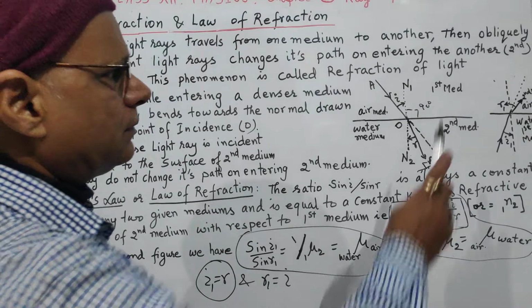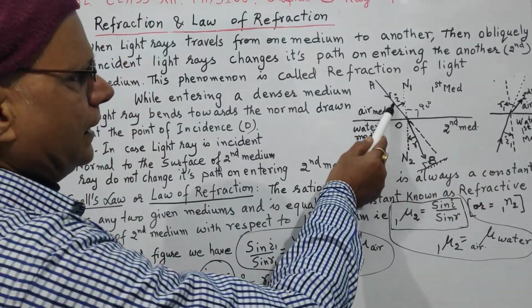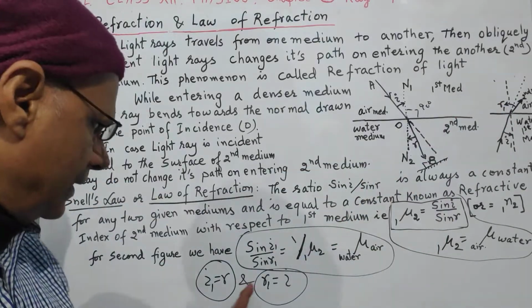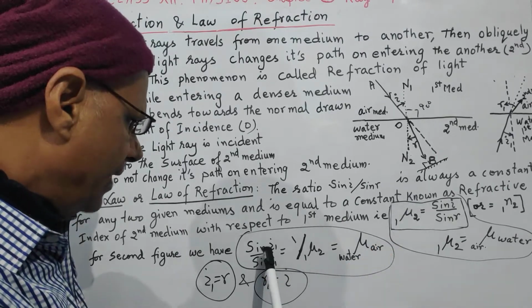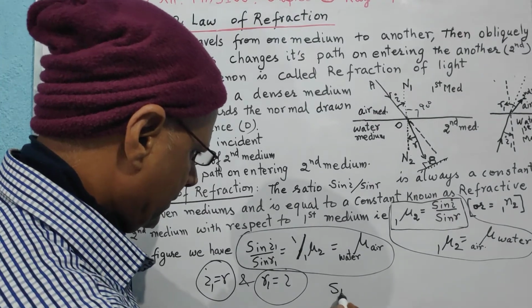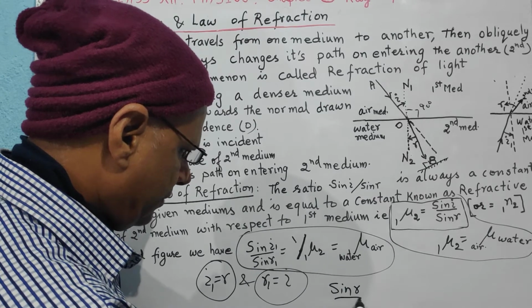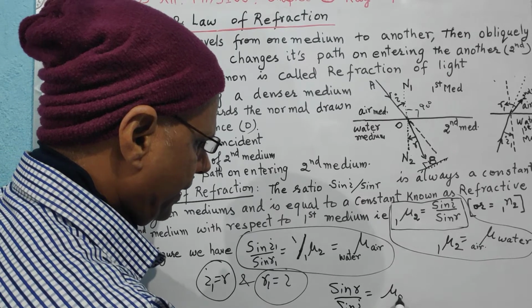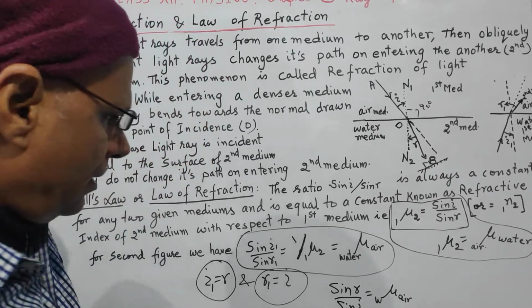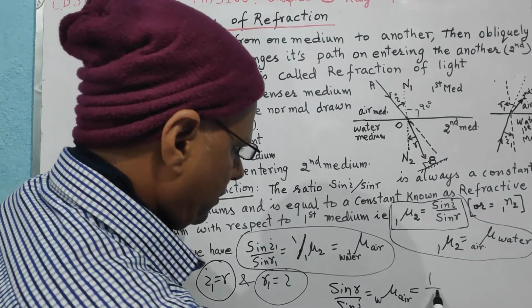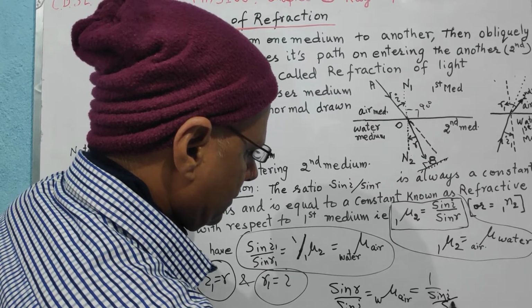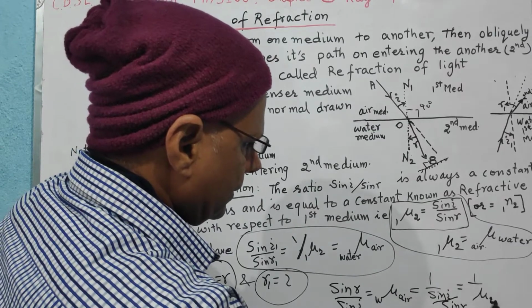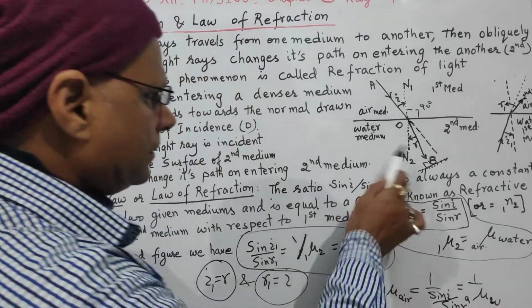Then certainly we will have R1 equal to I, because the light ray is retracing its own path, and therefore I1 is equal to R and R1 is equal to I. If we feed this value over here, we have sine R, for I1 we write R, divided by sine I, for R1 we write I, and that is nothing but the refractive index of air with respect to water, and that is nothing but 1 upon sine I by sine R. And sine I by sine R is nothing but the refractive index of the second medium, that is the water medium, with respect to air.